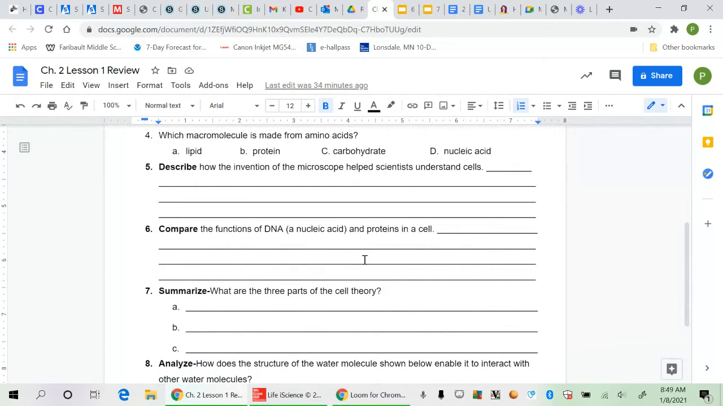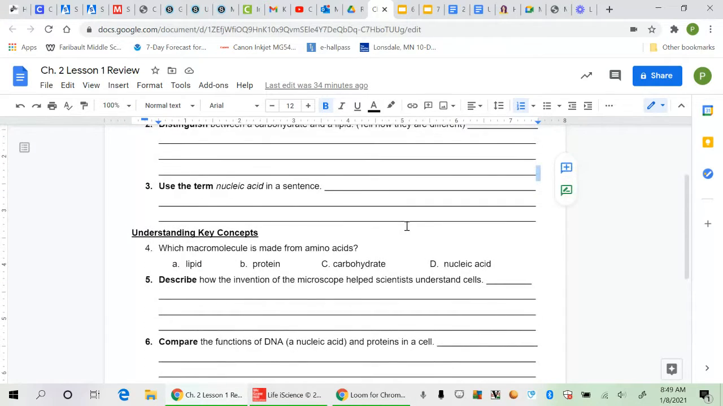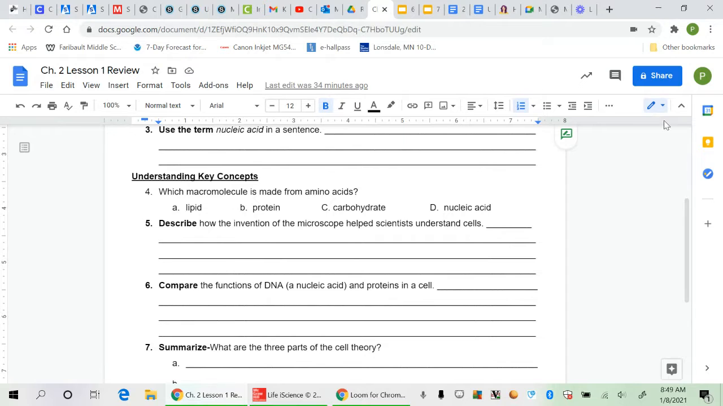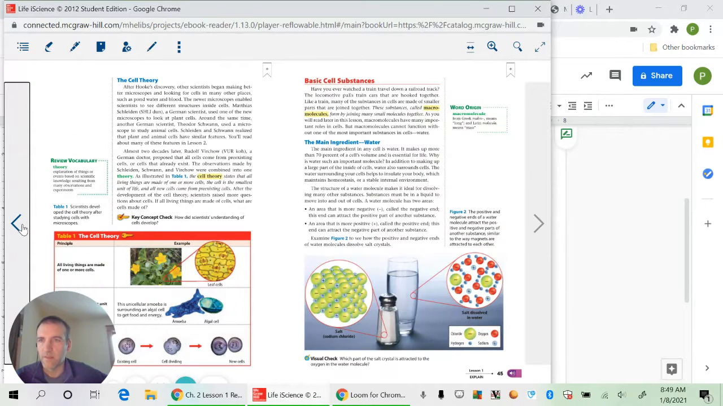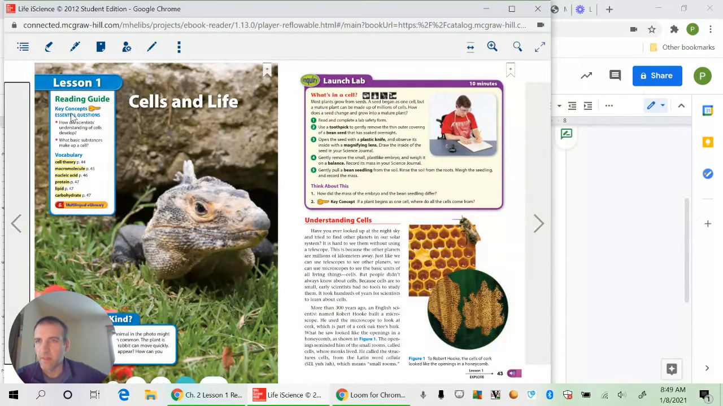Then questions 4 through 8 are looking at the key concepts of this lesson. Our book breaks down any of the lessons into some key concepts, and that's going to be these 2 questions from the first page. The key concepts that we were focusing on in this lesson were, how did scientists' understanding of cells develop? Like, how did it get better? And what are the basic substances that make up a cell? So these questions will all have to do with those 2 big ideas.